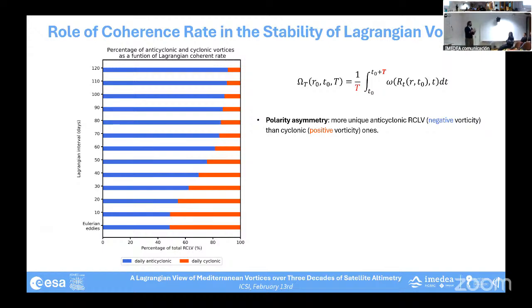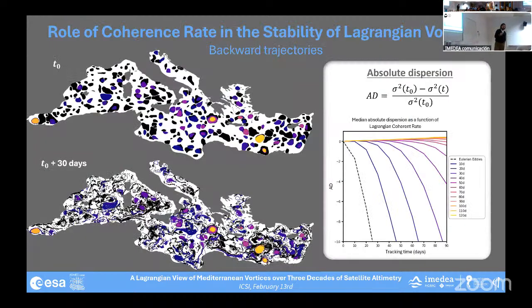This is not new, because in an Eulerian perspective, we can already see that the anticyclonic eddies are tracked for more time than the cyclonic ones, but we see here that the anticyclonic ones are more coherent, they track better the material within their interior. But what's happening with the particles within the interior, and how is the Lagrangian approach different from the Eulerian approach?